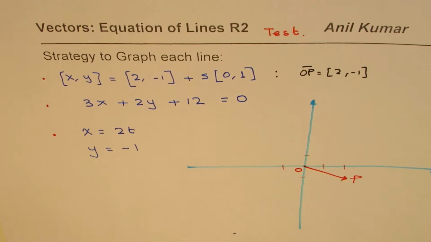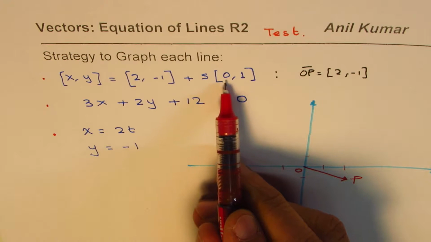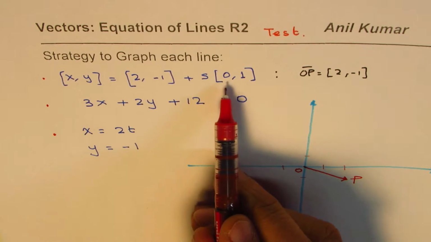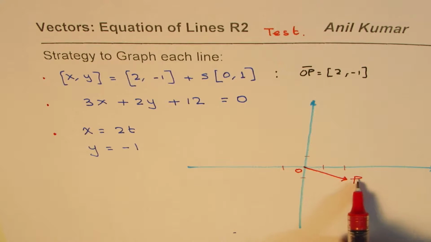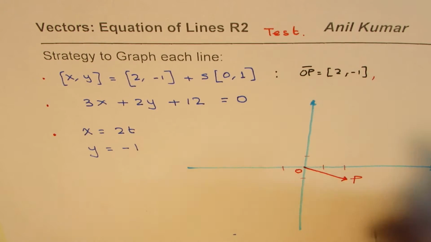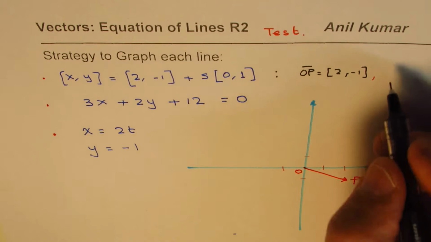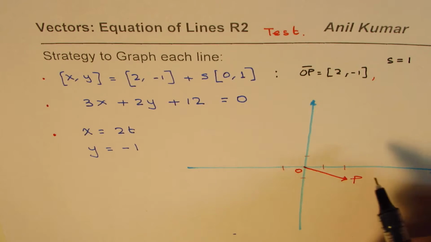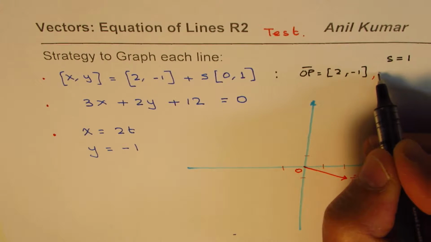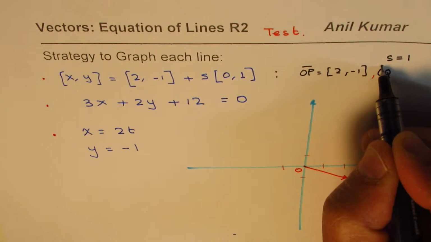That's the origin. Okay. Now we are talking about this direction, which is (0, 1). When I say 0, it means along the x-axis there is no movement. It only moves vertically, right? So if I take s equals 1, then I get the other point, let it be Q. So let me call this OQ, the second position.